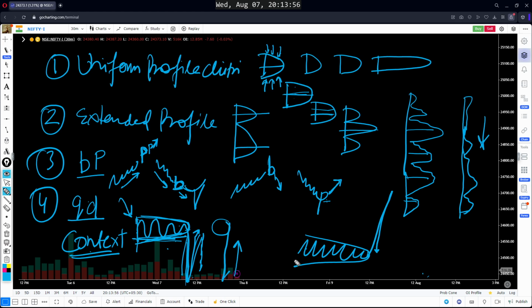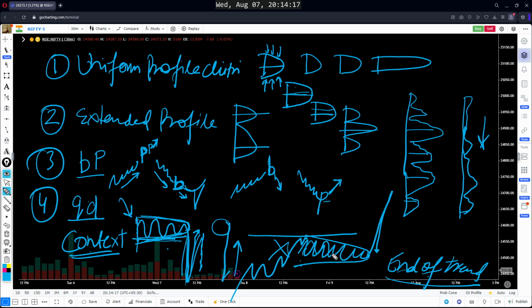And what is the context? That this thing should not be happening at the end of a trend. Let me just write it here. At the end of a trend, it should not be happening at the tip of some sort of trend, because if this is an uptrend, when market is coming up and up and up and reaching somewhere here, there is some sort of resistance, and at that resistance market is trying to absorb it, and while absorbing it, it made a uniform distribution nice and easy, and then it goes up.